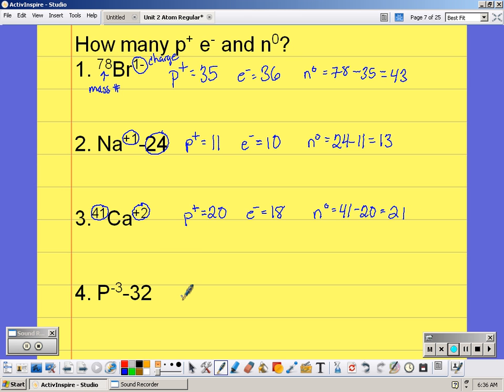Charge, mass number. The negative tells me I have 3 more electrons than protons. For protons, I look on the periodic table, and phosphorus is number 15. So if I need to have 3 more negatives, then I would have 18 electrons. For neutrons, I would take 32 minus 15, and that would give me 17 neutrons.